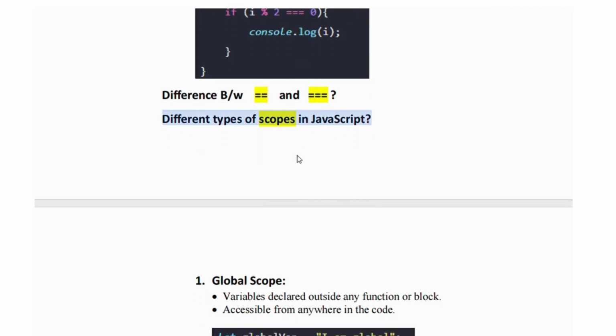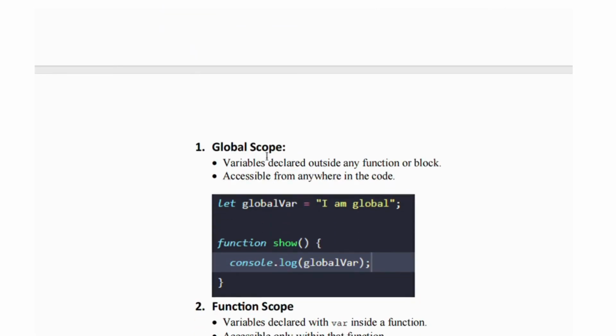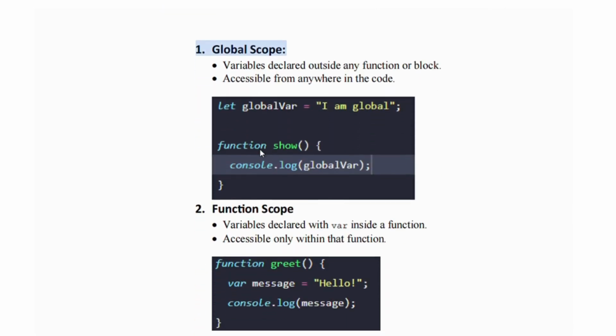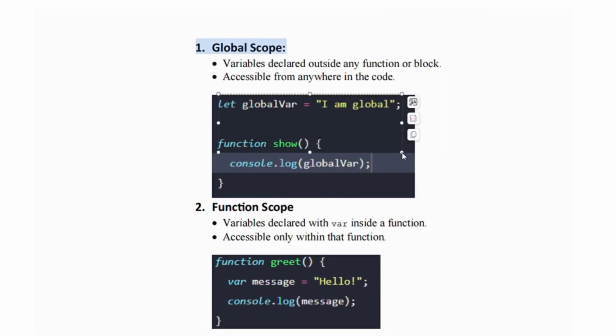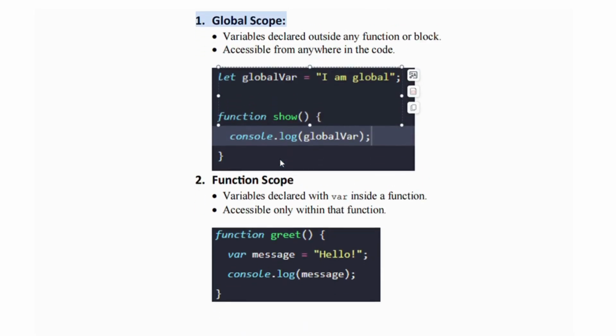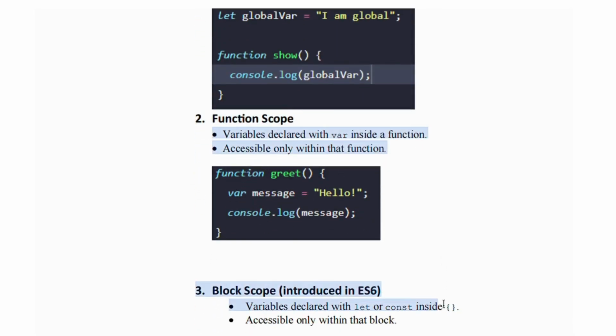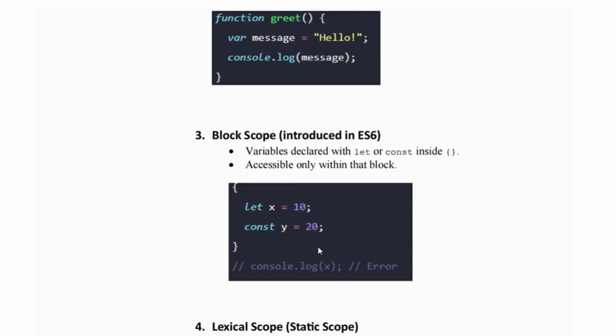The next question is the different types of scopes in JavaScript. The first one is the global scope, and this is its syntax and how it is accessible. Now comes the function scope. This is the main syntax of the function scope, and from it we can see that it is accessible only within that function.